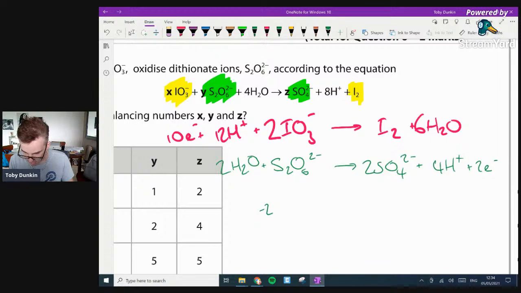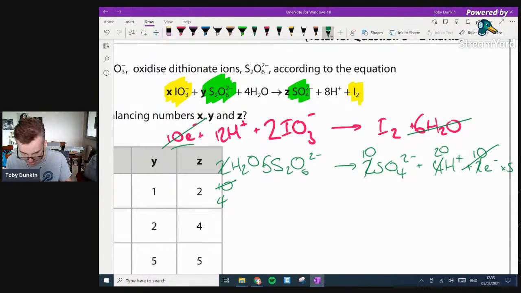Right, now I need to multiply them to add them together. I need 10 electrons, so times by 5 to get me to 10 electrons. That gets me 5 times 4, which is 20 H pluses, 10 of those, 5 of those, and then 10 of those. So all of those vanish, and 4 of those are left. The electrons disappear, the H pluses disappear, leaving me with 8. Right, final answer.